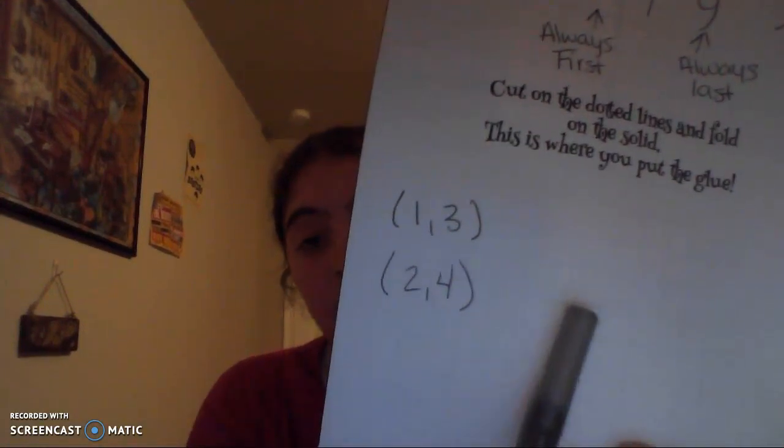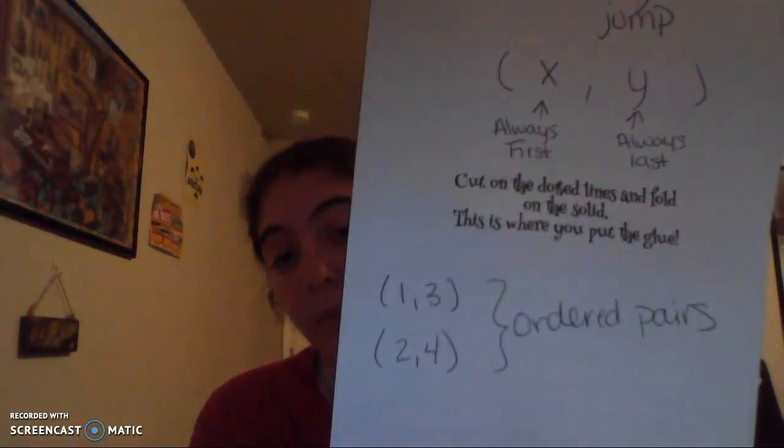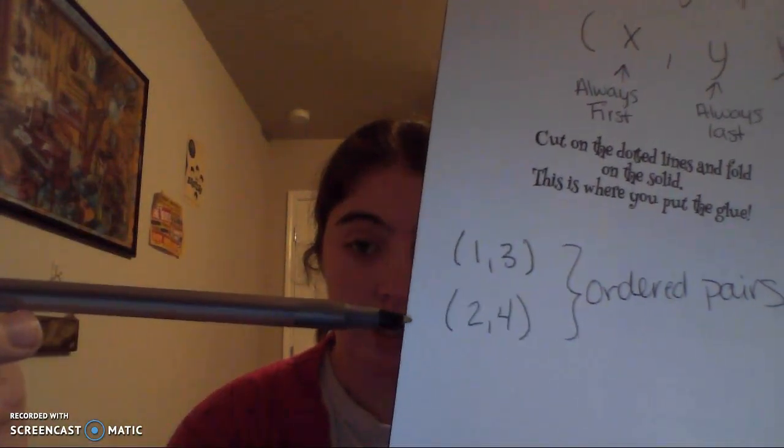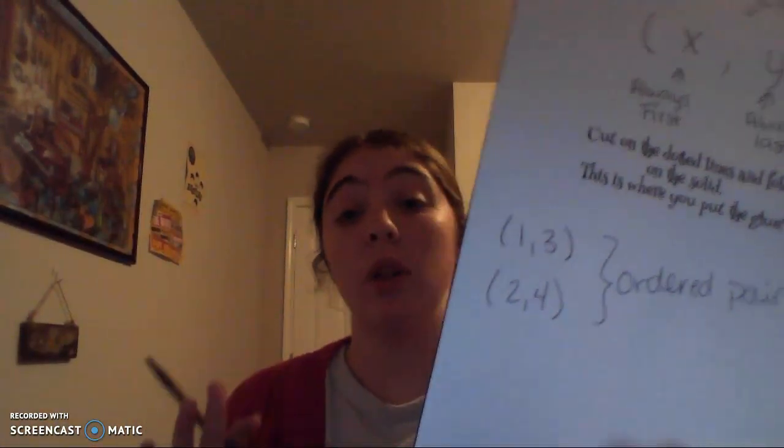Okay? Now, let's think of a couple ordered pairs. If I were going to say, let's do 1, 3, and 2, 4. So when I have numbers like this, these are called ordered pairs. So together, both of them is an ordered pair. Okay? Ordered pair. Now, we're going to plot this on our coordinate plane.